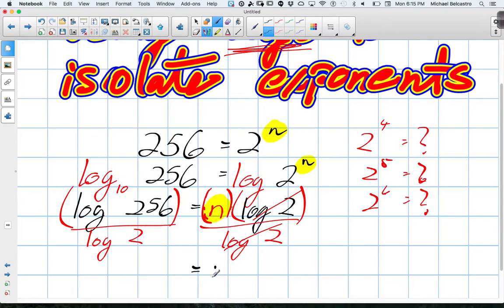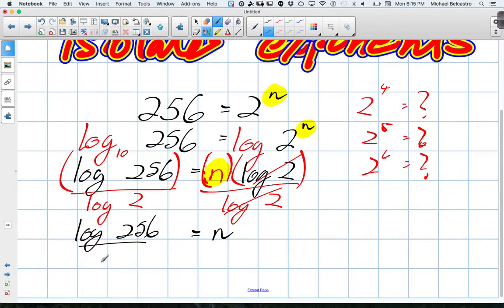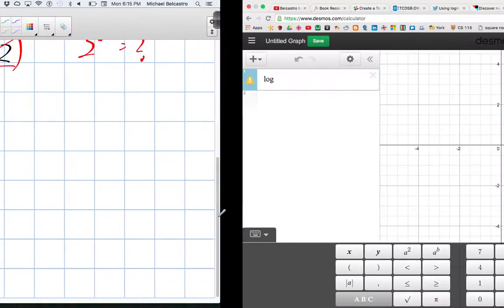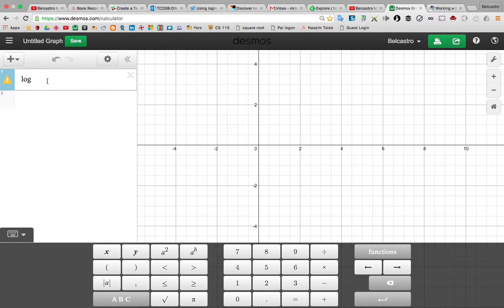Now, we won't calculate in our head, probably not something you and I can do. I'm sure there's somebody somewhere who can. But our calculators can definitely do this. So log base 10 of 256 divided by log base 10 of 2 is equal to n. We'll bring out a calculator. We can use Desmos as a calculator here. I'm going to say log of 256 divided by log of 2, and it gives us the value of 8.